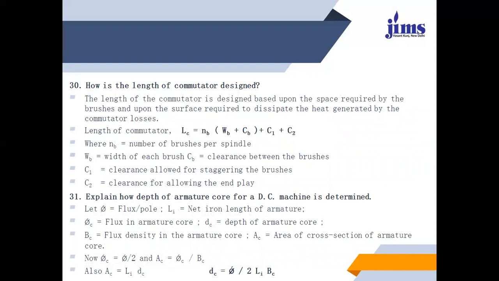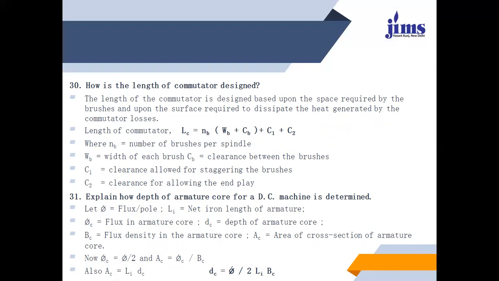How is the length of the commutator designed? The length of the commutator is designed based upon the space required by the brushes and upon the surface required to dissipate the heat generated by the commutator losses. Length of the commutator is given by an expression where n is the number of brushes per spindle, W is the width of each brush, C is the clearance between the brushes, C1 is the clearance allowed for staggering the brushes, and C2 is the clearance along the end for the end plate.